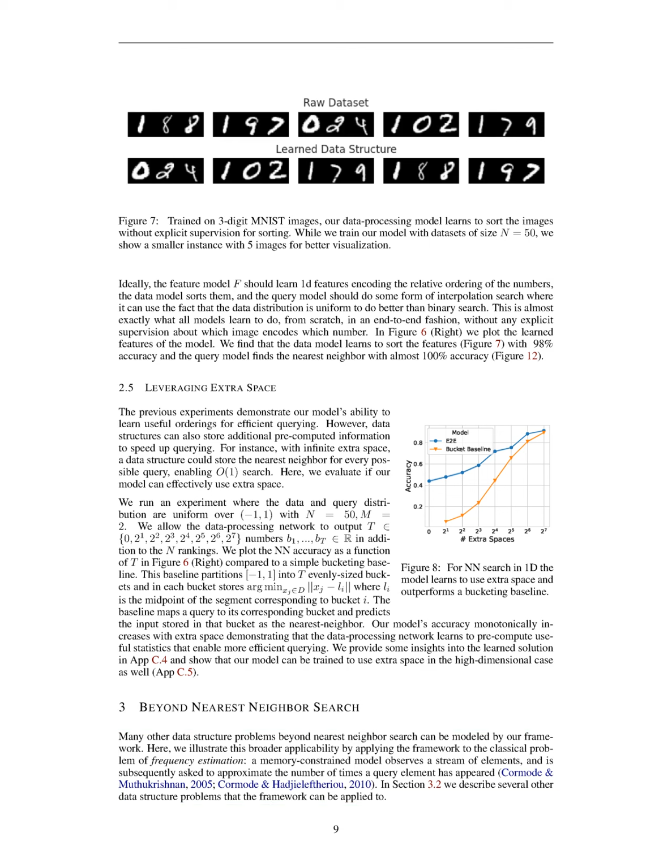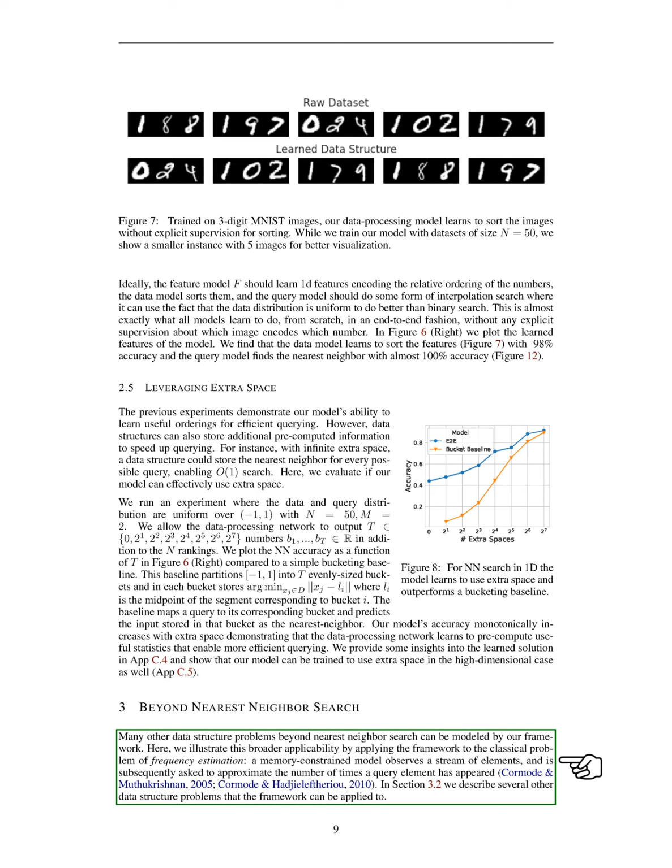Section Summary. In this section, we explore our end-to-end learning framework's ability to learn representations that capture low-dimensional structures in high-dimensional data, specifically for nearest neighbor search using 3-digit handwritten number images. We demonstrate that our model can effectively utilize extra space for improved querying accuracy and discuss its broader applicability to other data structure problems, such as frequency estimation.